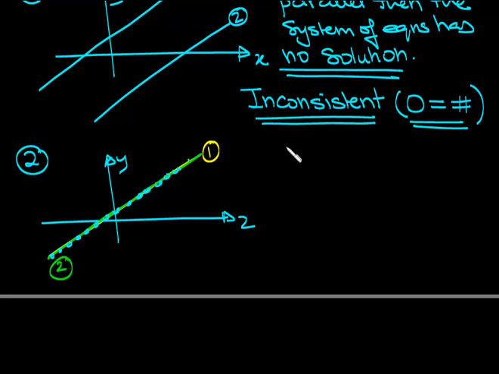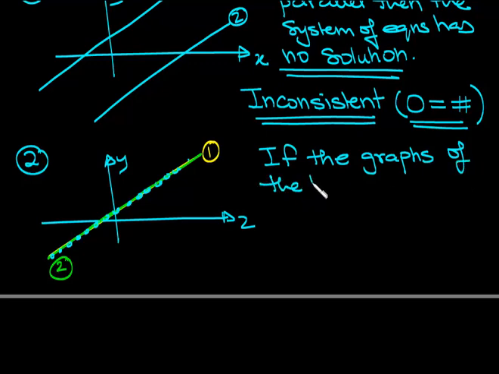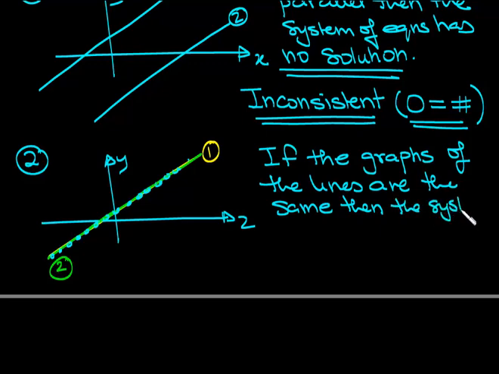Okay, so if the 2 lines are the same, if the graphs of the 2 lines are the same, then the system has infinite solutions.